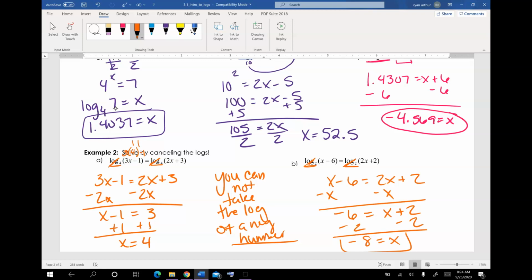Okay, now negative 8 I would check, all right, because it's a negative number, okay? So if you get a negative number, I would definitely check it. So let's plug negative 8 in. Well, negative 8 minus 6, that's going to give you negative 14. You cannot take the log of a negative number. So this is not a solution, and instead we're going to put no solution. Okay? It is no solution if the inside is a negative number.